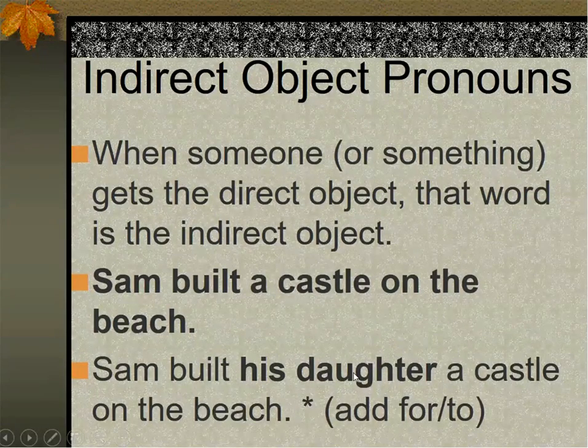Now, to avoid confusion and to help you identify the indirect object, I always ask you to place, in your mind, for or to. So I can say, Sam built a castle on the beach for or to his daughter. That helps you. So his daughter would be the indirect object.